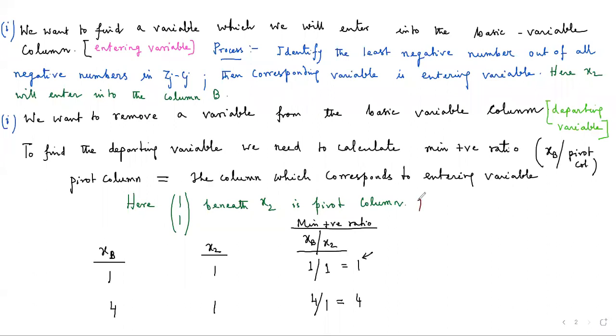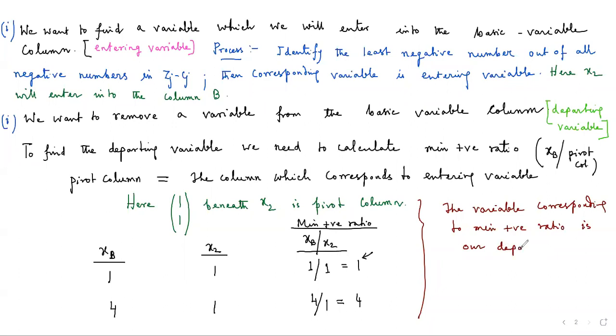So the variable corresponding to minimum positive ratio is our departing variable. Departing variable.